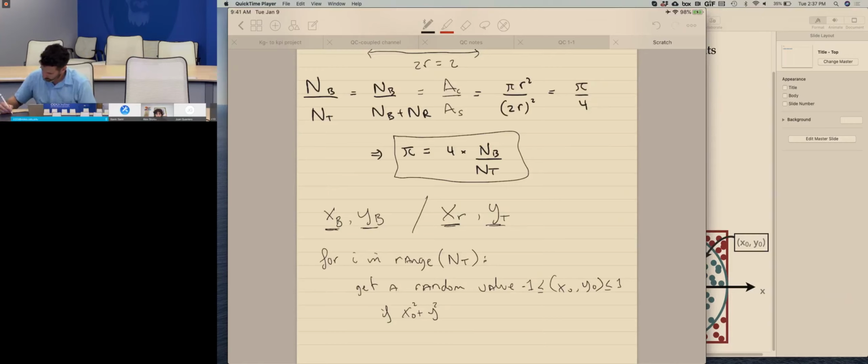If x naught squared plus y naught squared, which is the radius, right, is less than 1, that means that the ith element gets added. I is added to blue points, right? And obviously, if not, else, then I is added to red points.